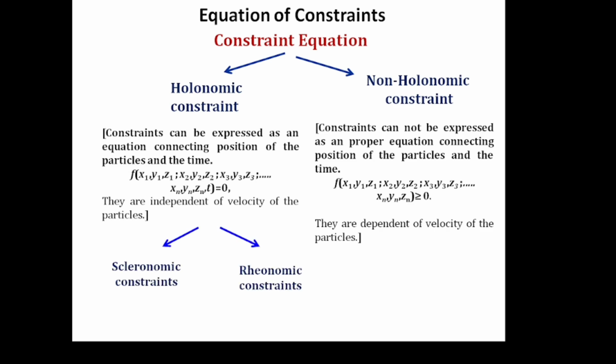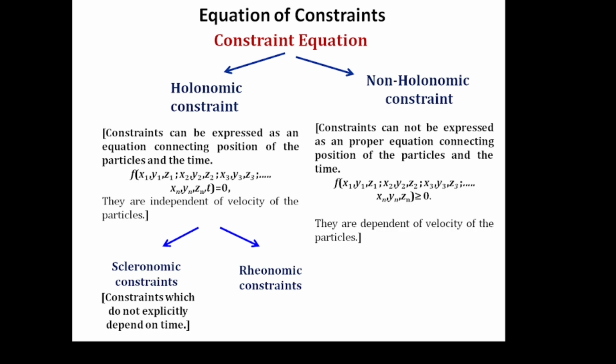Now, depending on the time factor, the holonomic constraint is again divided into two types. One is scleronomic constraints, another is rheonomic constraints. Scleronomic constraints do not explicitly depend on time. That means the first equation, x square plus y square is equal to L square, the bob oscillating in simple harmonic motion. Here time is not explicitly involved. That is why it is an example of scleronomic constraints.